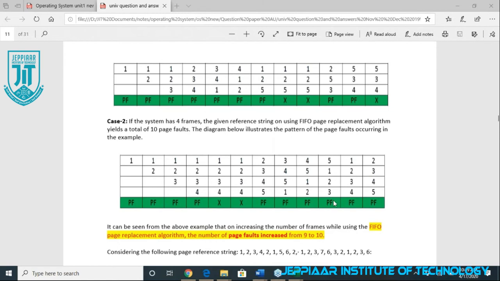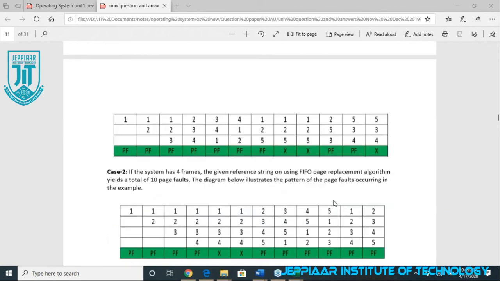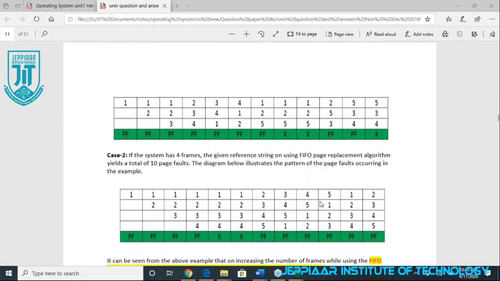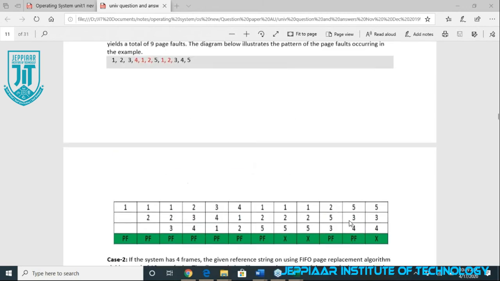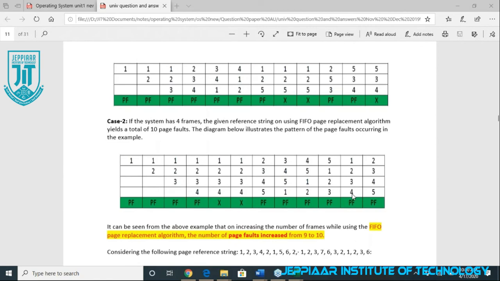Again we get 3. Like this you continue. So 3 you are going to replace with 4, and you are going to add 3.